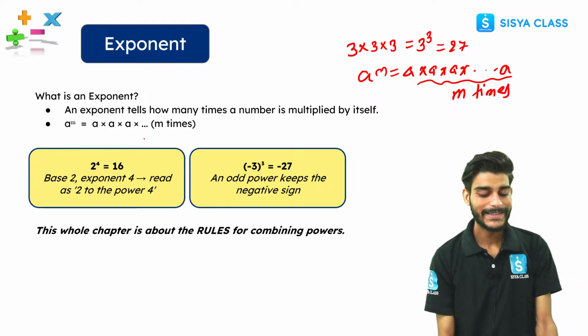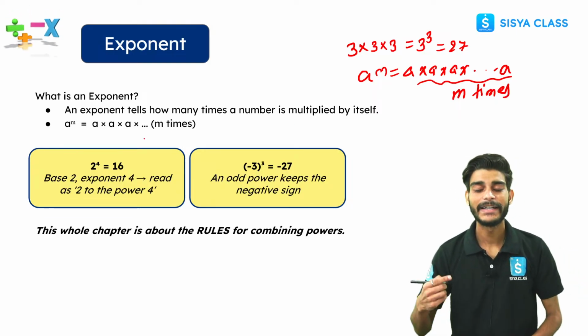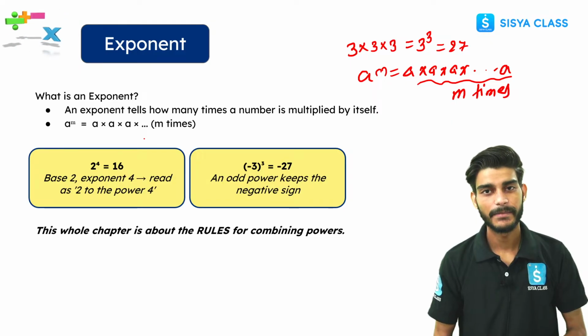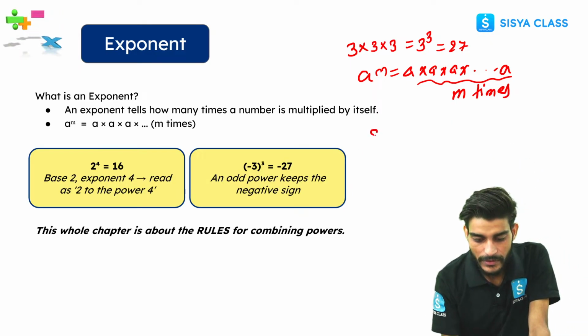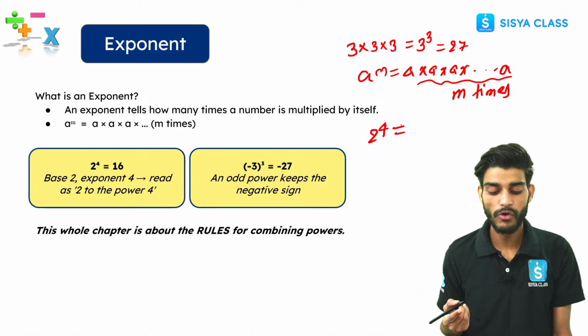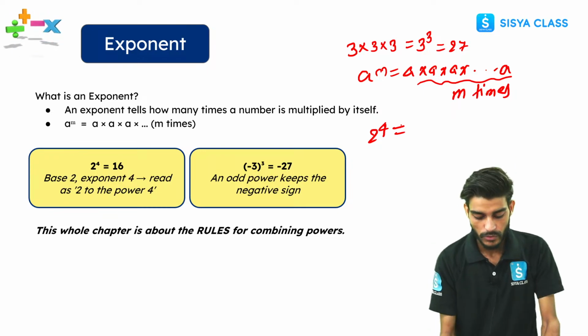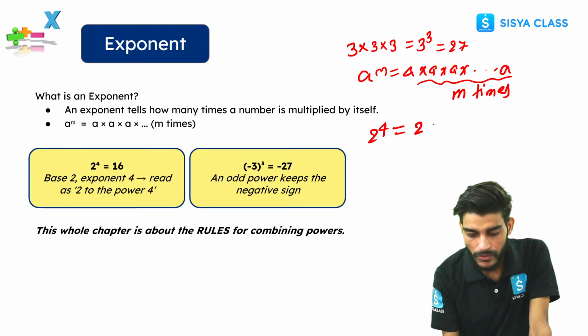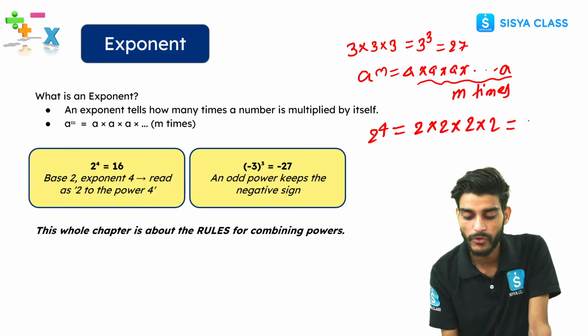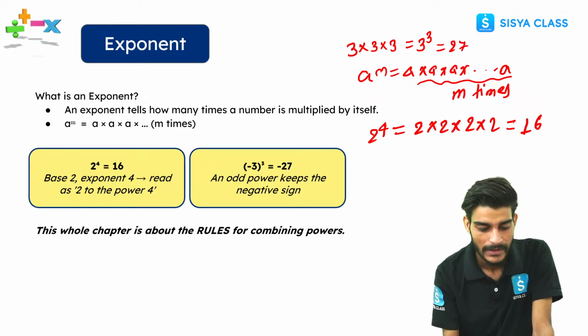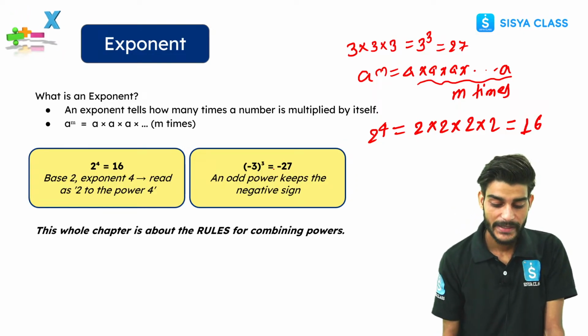Clear? So what is an exponent? An exponent tells how many times a number is multiplied by itself. Suppose you have to find 2 raised to the power 4. Here m is 4, a is 2. So 2 into 2 into 2 into 2, 4 times. That is basically 2 into 2 is 4, 4 into 4 is 16. So powers are important here.